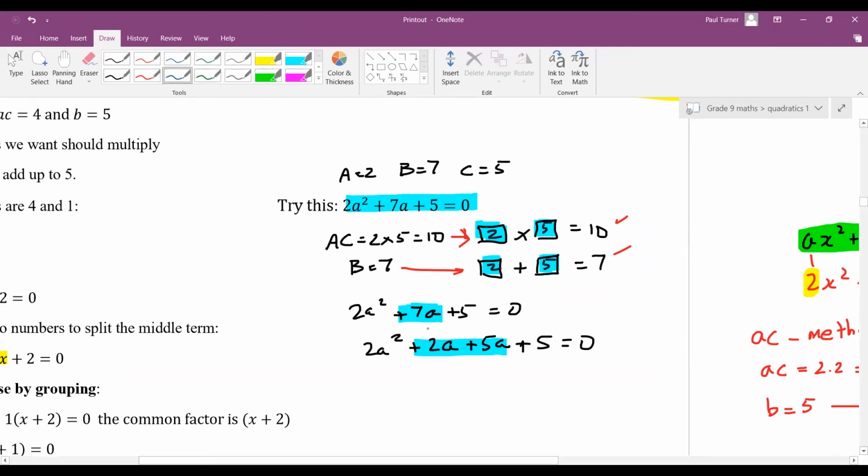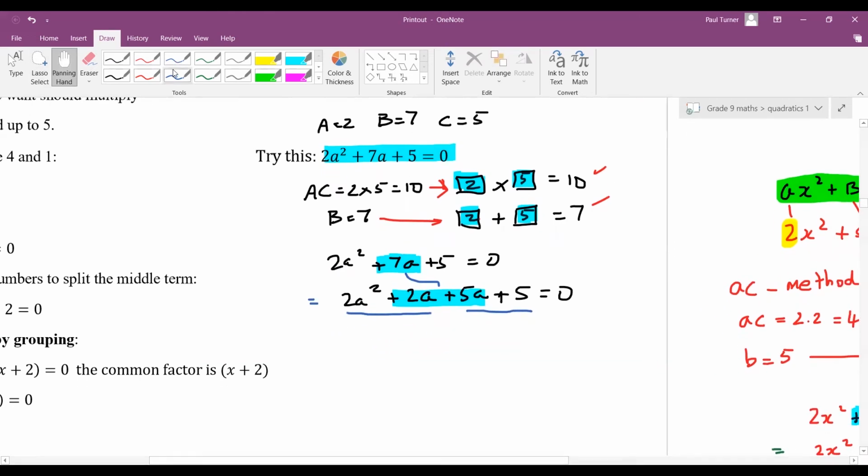So nothing's changed, has it? I didn't change anything. This equation is equal to this one. It just looks a bit different. So now I can factorize by grouping here. So I'll end up with 2a as the common factor there. Oh, I don't need a bracket, do I? So let's just write 2a.